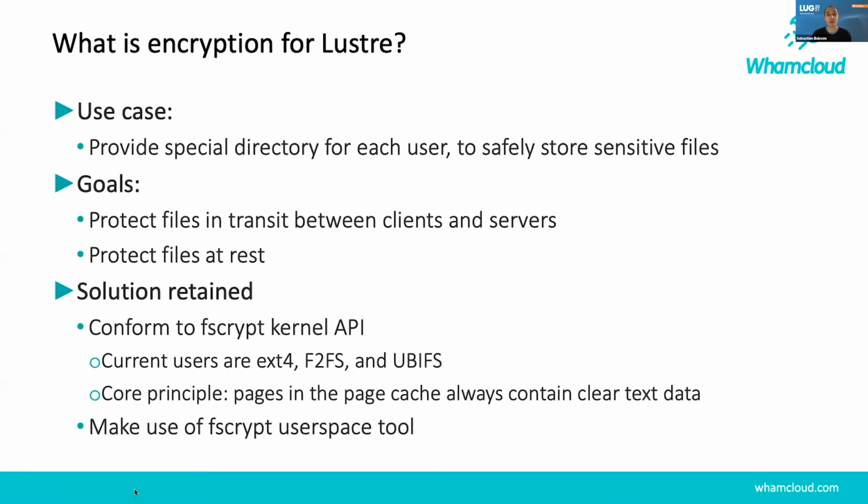So the use case we want to address is to provide a special directory for each user to safely store sensitive files. We have two goals. The first one is to protect files in transit between clients and servers. And the second goal is to protect files at rest. The solution retained relies on FScrypt on kernel side. And its core principle is that pages in the page cache always contain clear text data. On user space, we rely on the FScrypt user space tool. And this tool is used to decide which directories to encrypt and how.